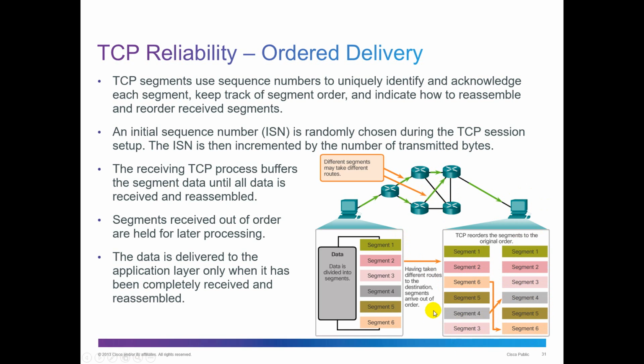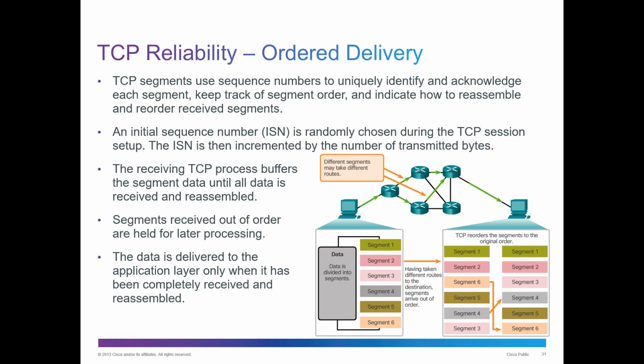How things can get out of order is that different segments may take different routes to get to your recipient over here. If that does happen, your segments could become out of order. Also, these segment numbers are incremented based on the number of bytes transmitted. The starting number is randomly chosen during the TCP session setup, and then the numbers are incremented by the number of bytes transmitted. So that's how ordered delivery pretty much works.